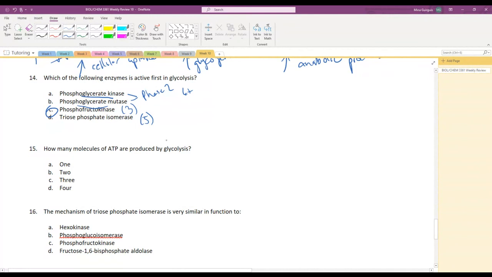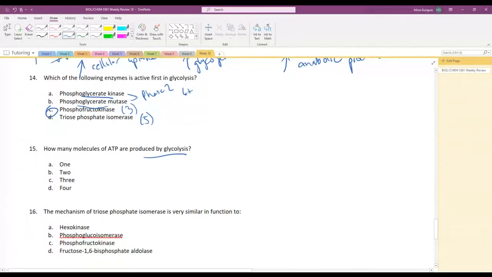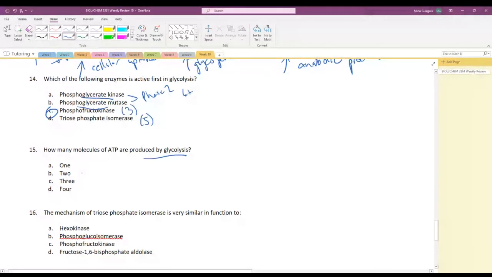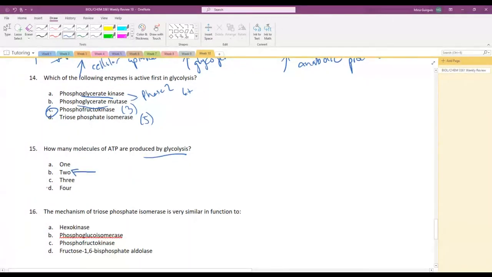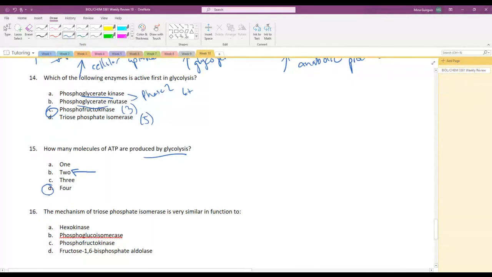How many molecules of ATP are produced by glycolysis? Okay, the answer that I think a lot of people are going to put is 2. The correct answer to this question is 4. Why? Okay, and this kind of hints at one of the most common ways that students can be tricked. Okay, it's very common. I want to make sure that I emphasize that as much as I can. It is so common. It happens all the time. Okay.